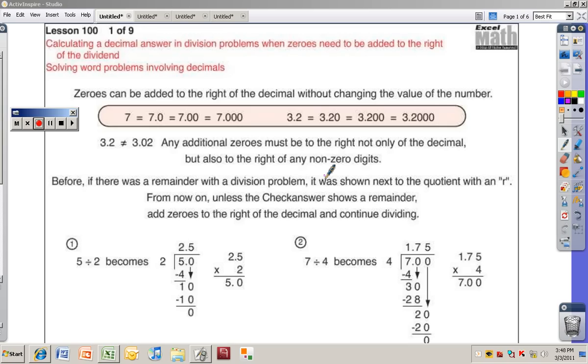All right, this is lesson 100 of 5th grade Excel. 5th grade Excel, lesson 100, calculating a decimal answer in division problems when zeros need to be added to the right of the dividend. Solving word problems involving decimals.